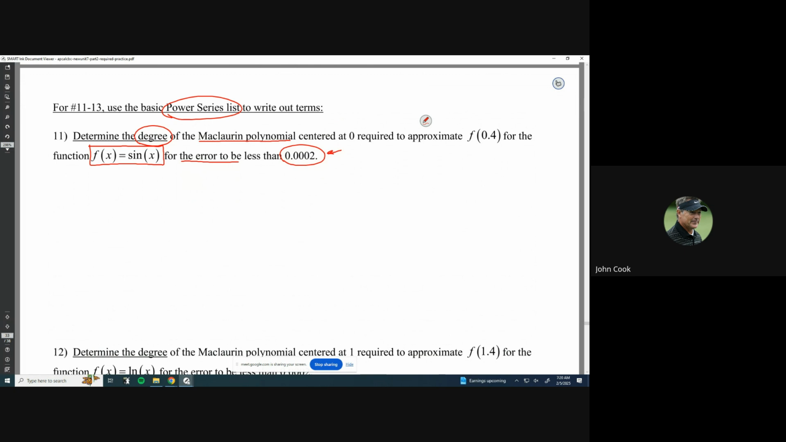And then what you do from there is you just list off terms and you plug in 0.4 for your x value until the terms get smaller than 0.002. Once they do, that's your cutoff, and you just put a partial sum up to that amount. So here's how it goes. Ready? You take the function f of x equals sine of x, and then you convert it into a power series. And the power series for sine is the sum from n equals 0 to infinity of -1 to the power of n, and then x to the power of 2n plus 1 over 2n plus 1 factorial.